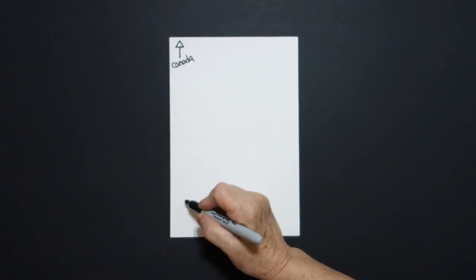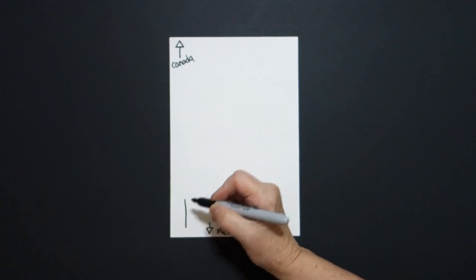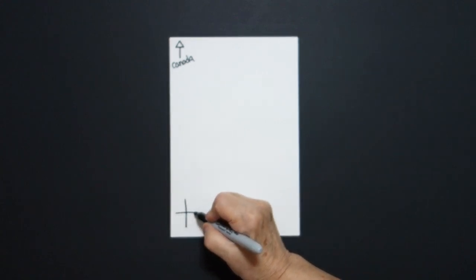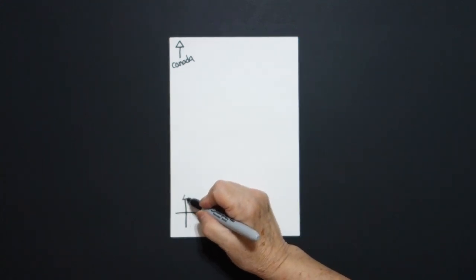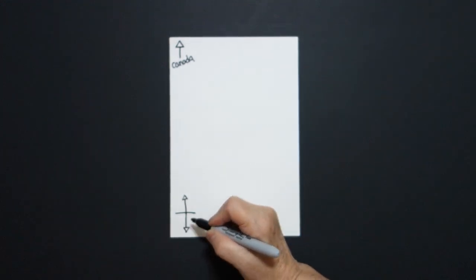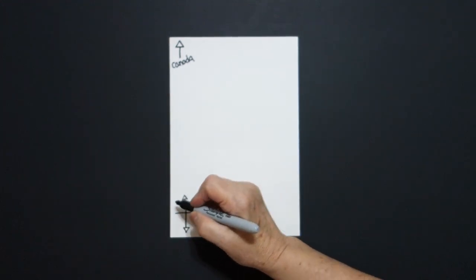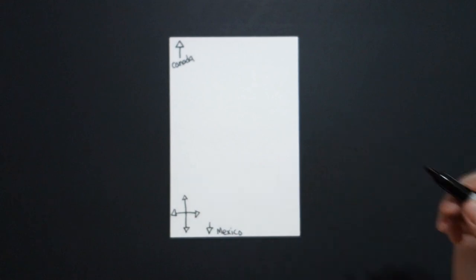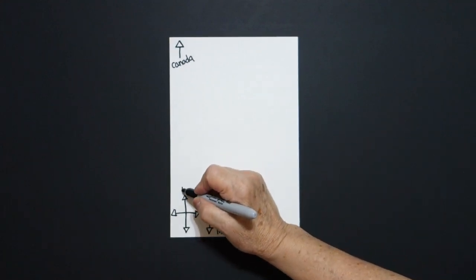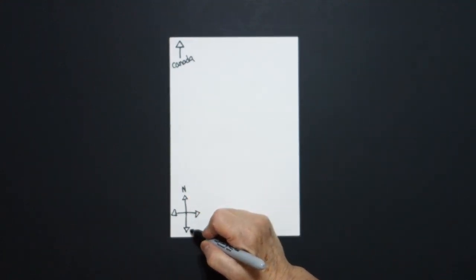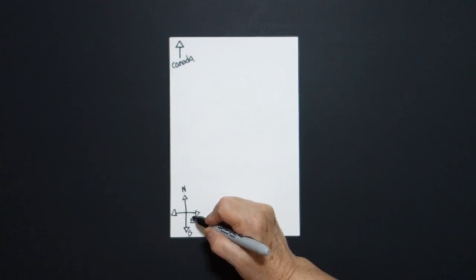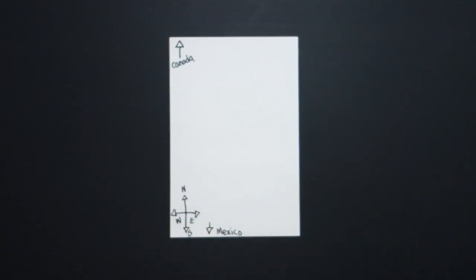Because I want to know exactly where we are, we're going to draw a straight line, triangle, triangle, triangle, triangle. This is my compass rose: north, south, east, and west. Okay, we'll fill in the rest in just a minute.